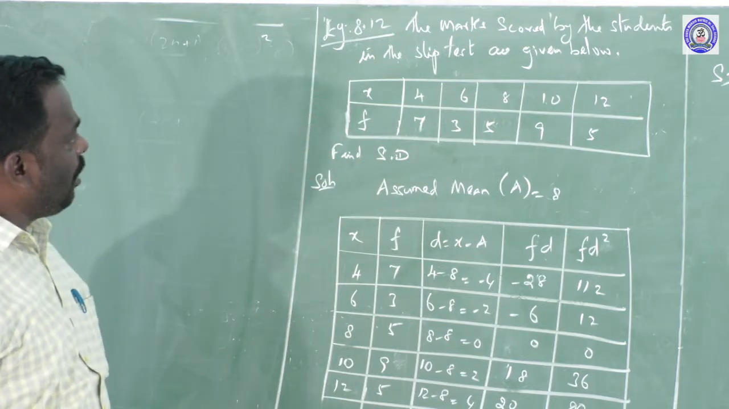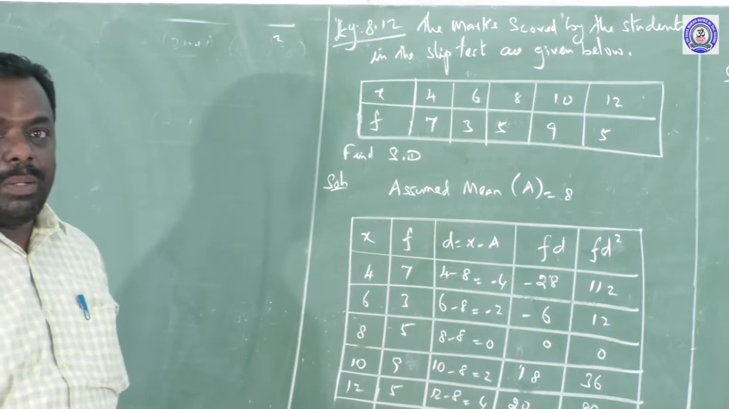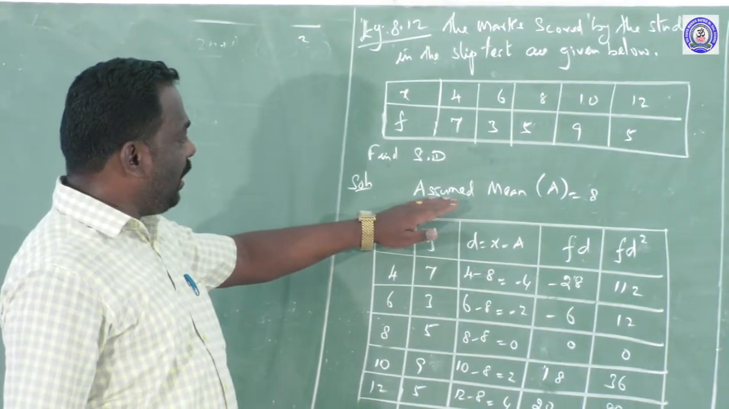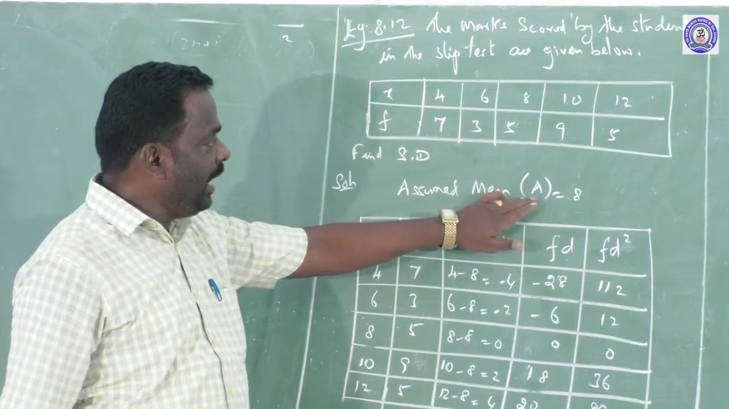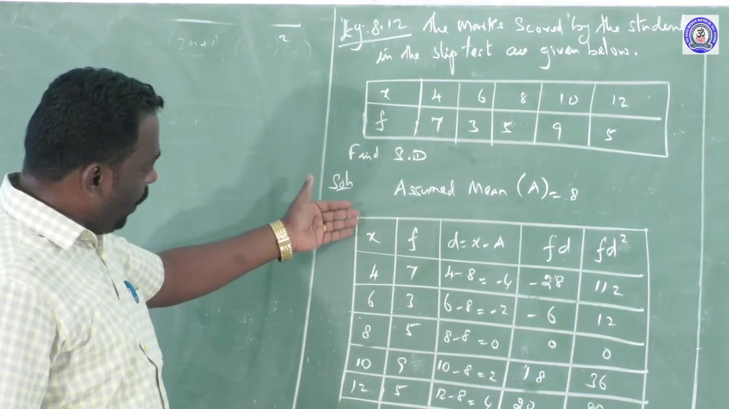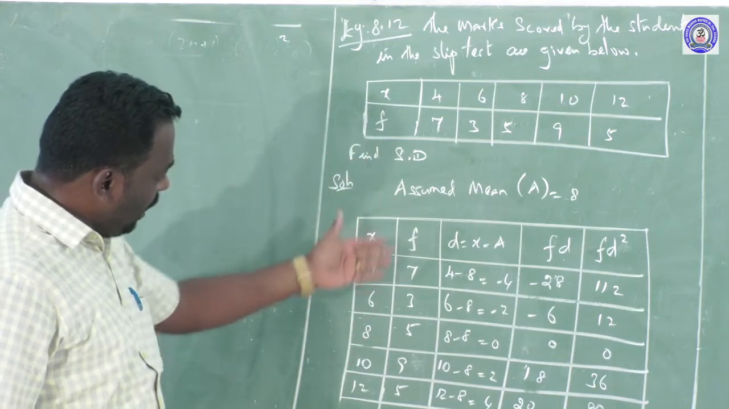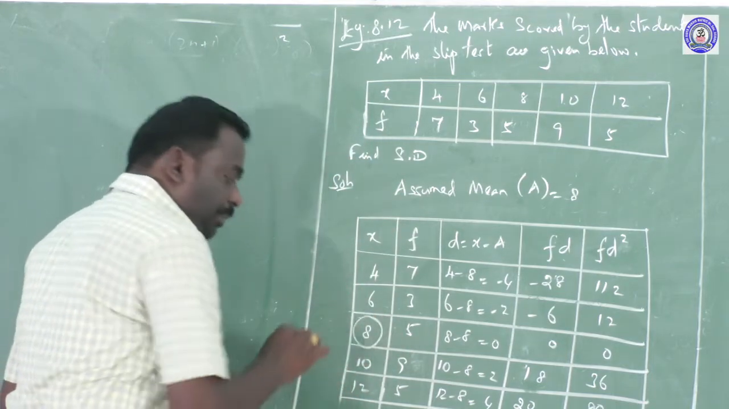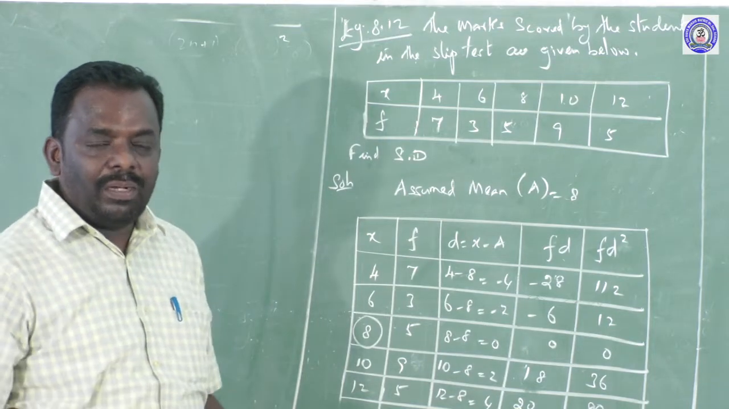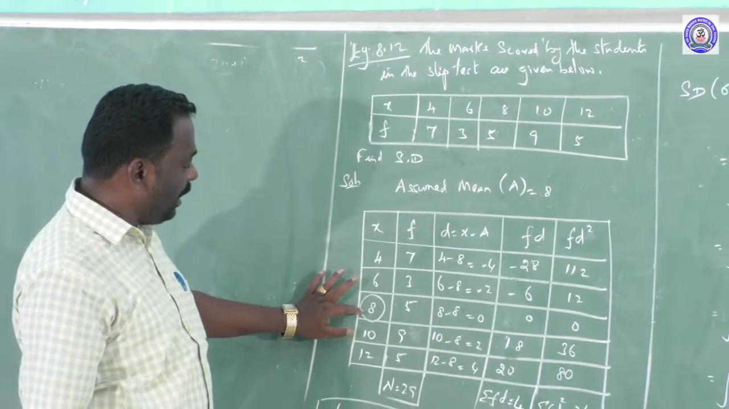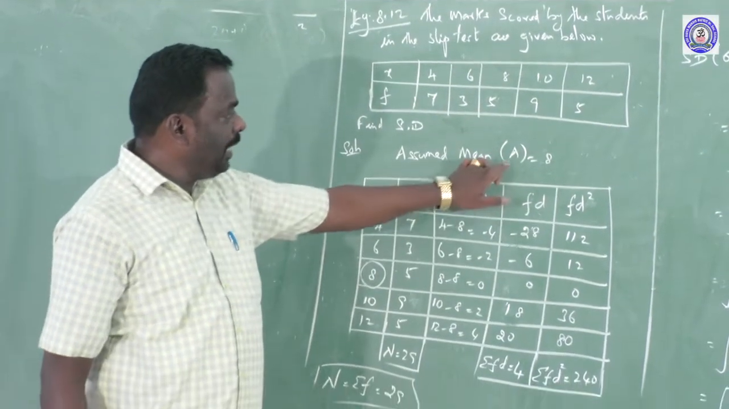Now in this question, applying the assumed mean method is the best way to find the standard deviation. So applying the assumed mean method, first we want to find the assumed mean. A is equal to 8. From the x values given, x and f, the middlemost value is called the assumed mean. Assume ourselves one of the middlemost values as the assumed mean. Here the middle value is 8. This is called the assumed mean, defined as 8.